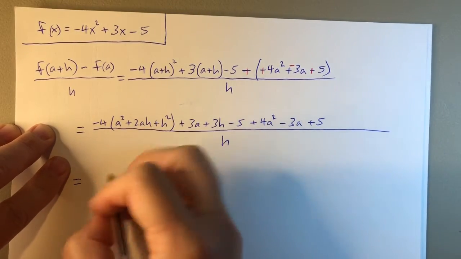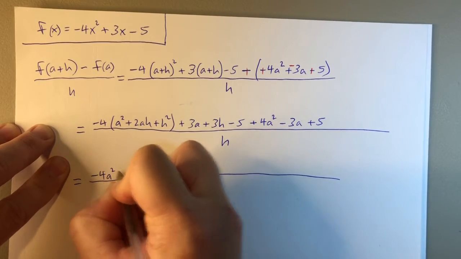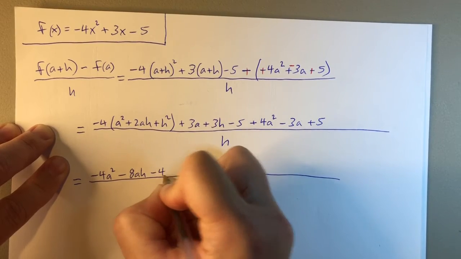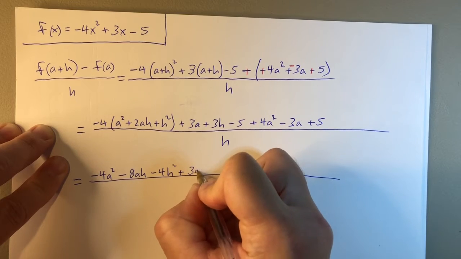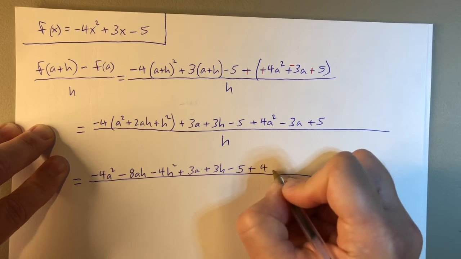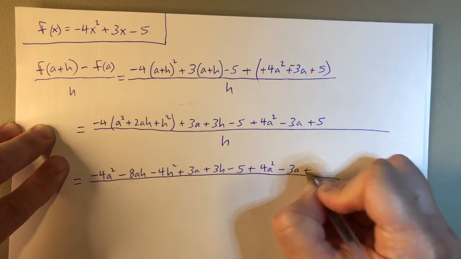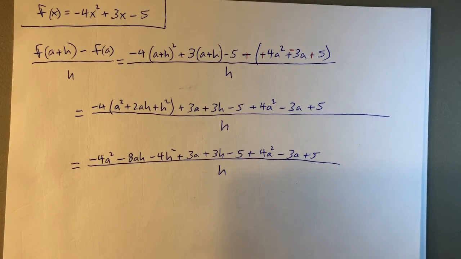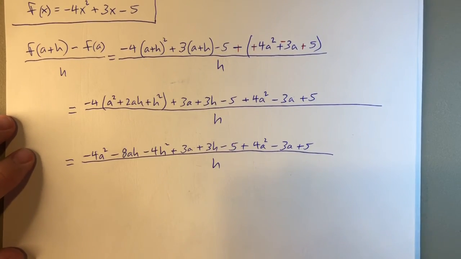Now I'm going to distribute this negative 4 through. So I get negative 4a squared minus 8ah minus 4h squared. Then just bring everything else down. So plus 3a plus 3h minus 5 plus 4a squared minus 3a plus 5, again, all over h. Now, I could have canceled some things out in this step, but I chose just to wait to this step to try to be consistent as I go through these different difference quotients.